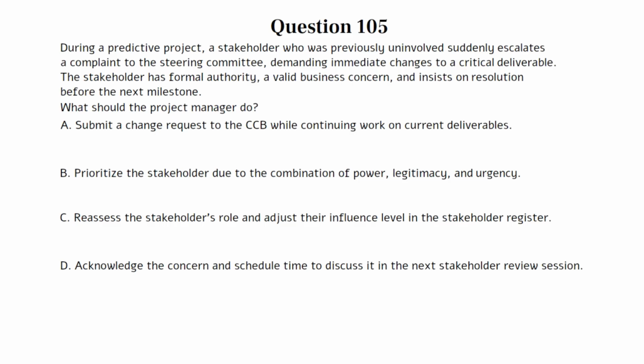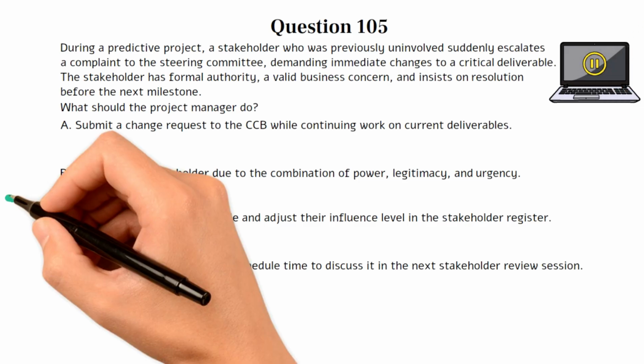A. Submit a change request to the CCB while continuing work on current deliverables. B. Prioritize the stakeholder due to the combination of power, legitimacy, and urgency. C. Reassess the stakeholder's role and adjust their influence level in the Stakeholder Register. D. Acknowledge the concern and schedule time to discuss it in the next Stakeholder Review session. You can pause the video here if you need more time to work on the question. The correct answer is B.